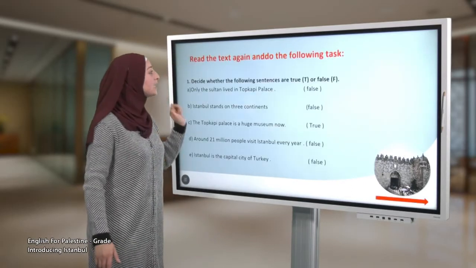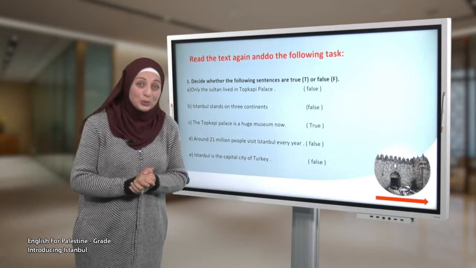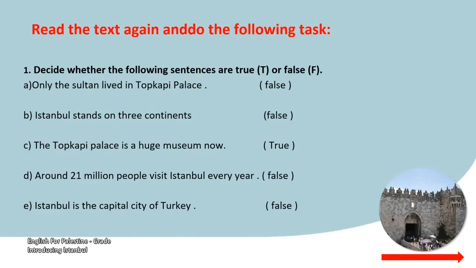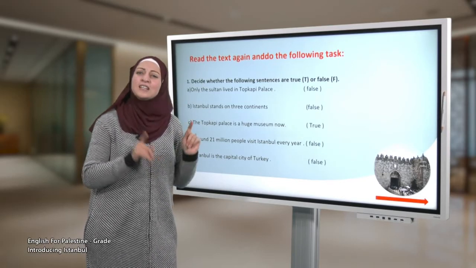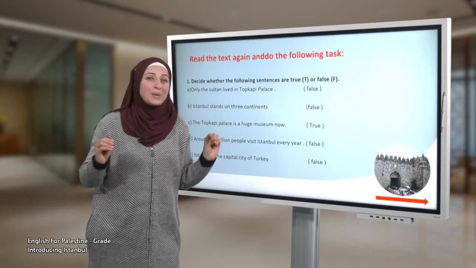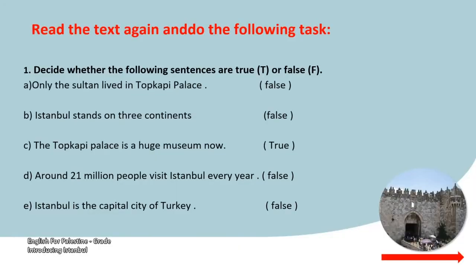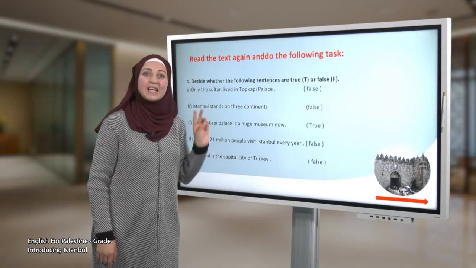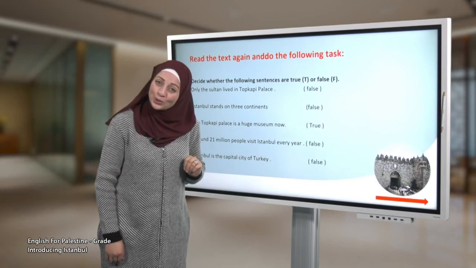Let's continue. Now, we will read the text again and do the following task. We will do it together. Number 1, decide whether the following sentences are true or false. A, only the Sultan lived in Topkapi Palace. What do you think? Yes, it is false. So, who lived there? All the government members lived there. B, Istanbul stands on 3 continents. False. It stands on 2 continents, Asia and Europe.